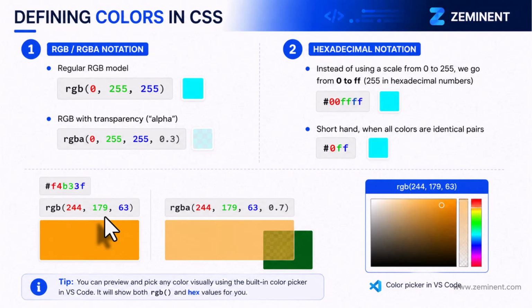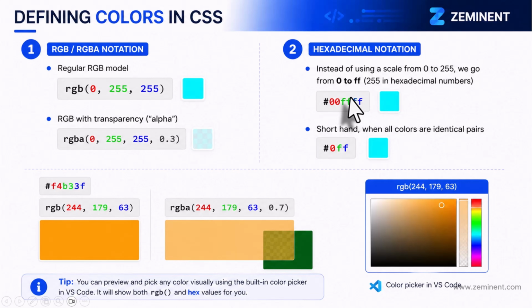RGBA notation: sometimes we also need transparency. For that, CSS provides the RGBA function. The first 3 values are exactly the same as RGB. The 4th value controls the transparency. This value ranges from 0 to 1. 0 means completely transparent and 1 means completely opaque. RGBA is especially used for overlays, shadows, cards, and modern UI designs.